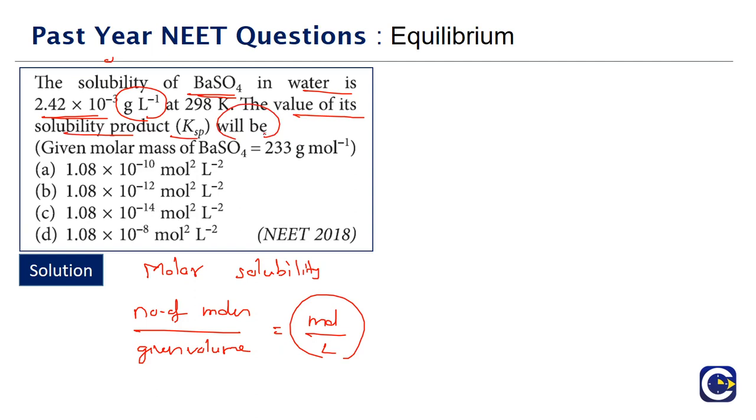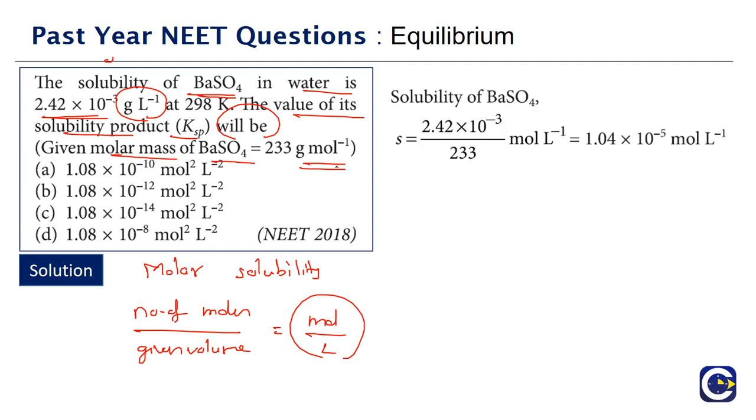See, first we are not given the molar solubility. We are given the solubility in terms of mass. So how are we going to convert the mass based solubility into molar solubility? Because we are given the molar mass of barium sulfate. What is the molar mass of barium sulfate? 233 gram per mole. We can find out the molar solubility of barium sulfate by dividing the gram solubility with the molar mass.